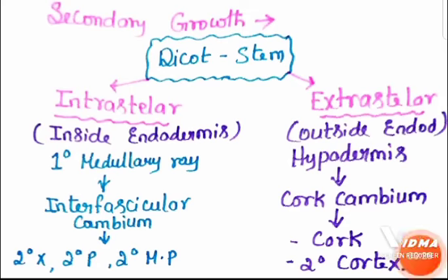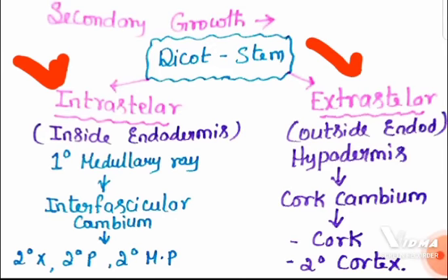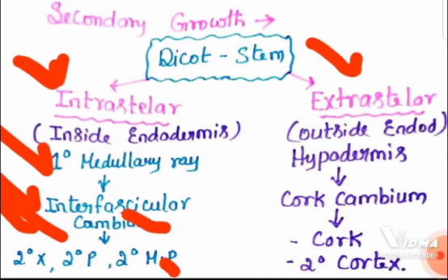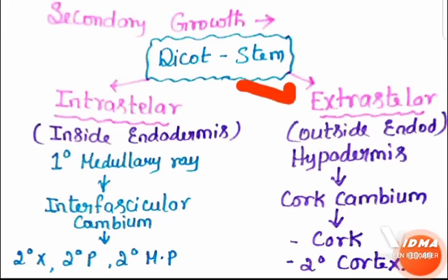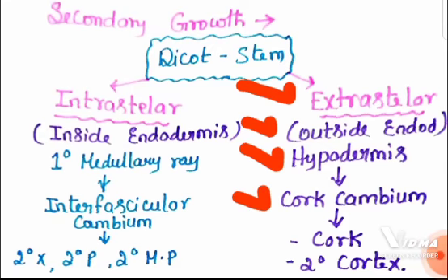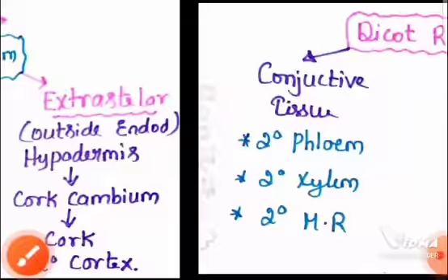Now secondary growth in the dicot stem is of two types, intrastellar and extrastellar. Intrastellar means inside the endodermis, where the primary medullary ray develops into interfascicular cambium, and interfascicular cambium gives rise to secondary xylem, secondary phloem and secondary medullary ray. Whereas in extrastellar, the growth is outside the endodermis, where hypodermis develops into cork cambium and cork cambium further develops into cork and secondary cortex.